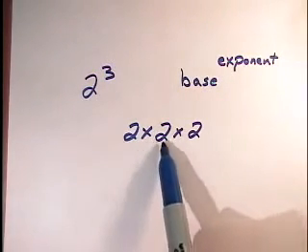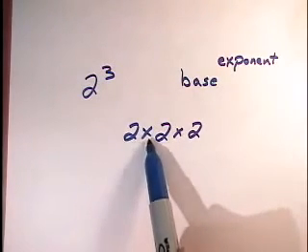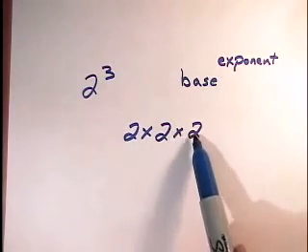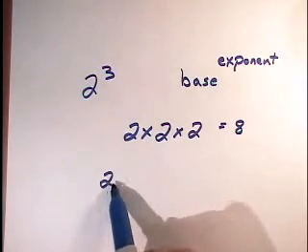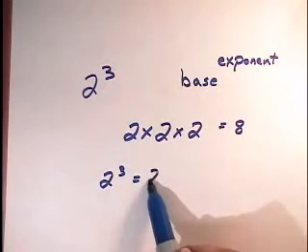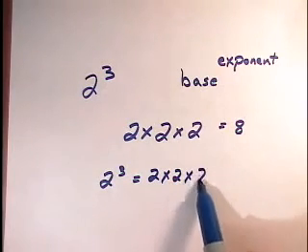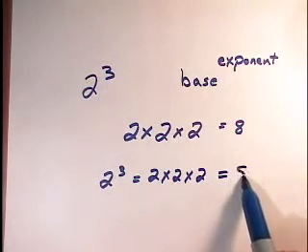We're going to evaluate this to find the value working left to right. 2 times 2 is 4, and 4 times 2 is 8. So whether I write 2 to the 3rd power, or I write 2 times 2 times 2, they both have the same value of 8.